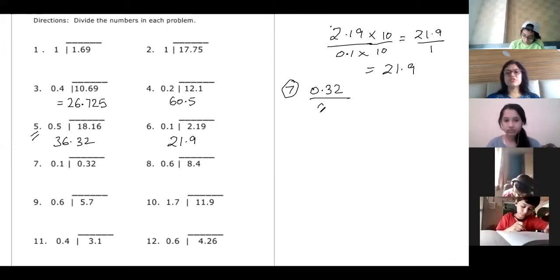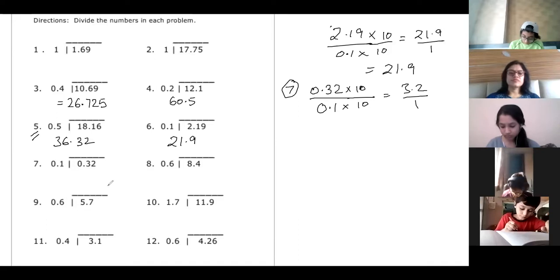0.32 divided by 0.1. Ma'am, I did not do this one. This one will be 3.2, ma'am. Multiply by 10 and by 10. Then 3.2 upon 1 is equal to 3.2 only. So the answer is 3.2.